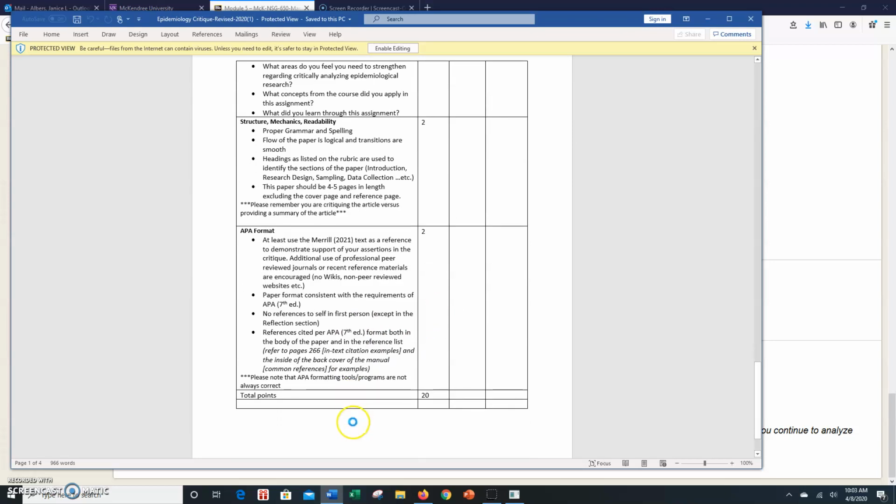And I do have some pointers for you as well, where to find some resources that will help you as you're writing in APA format.